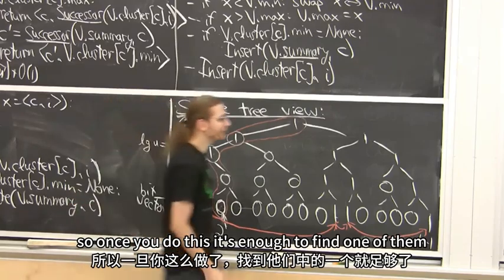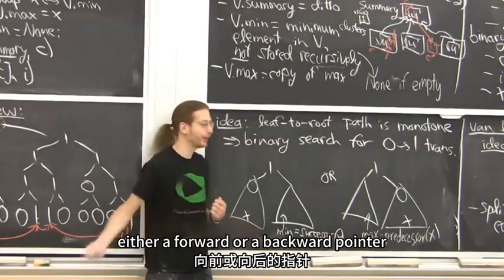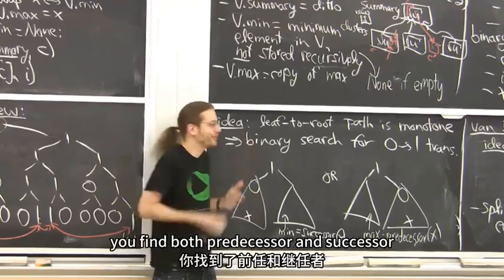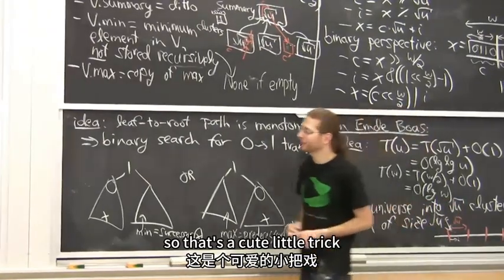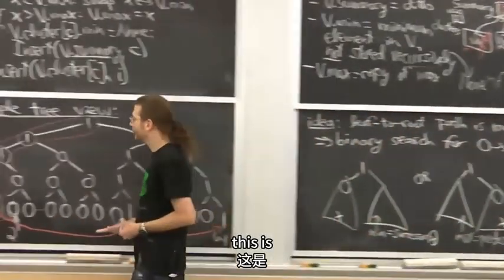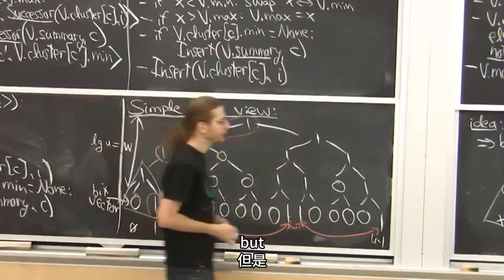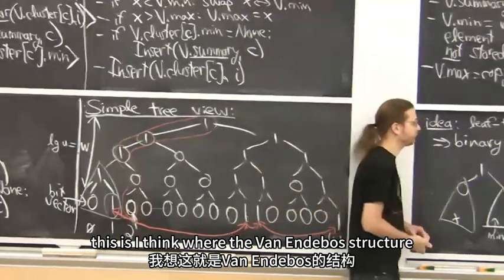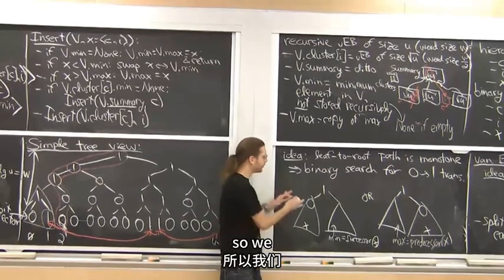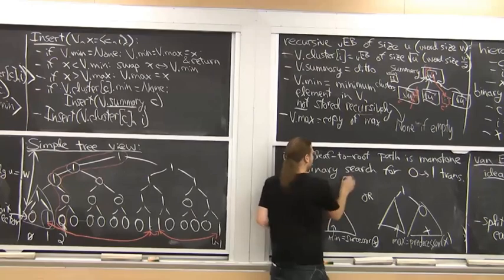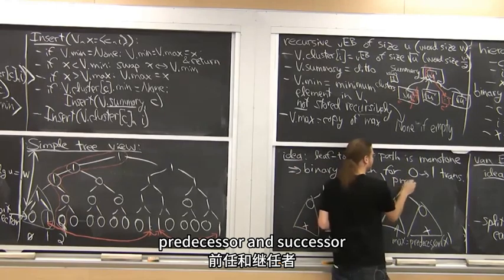So once you do this, it's enough to find one of them, as long as you know which one it is, because then you just follow a pointer, either a forward or a backward pointer, you get the other one. So whichever one you wanted, you find both the predecessor and successor at the cost of finding either one. So that's a cute little trick. This is hard to maintain dynamically at the moment, but this is, I think, where the Van Emde Boas structure came from. It's nice to think about it in the tree view. So we get log u predecessor and successor.